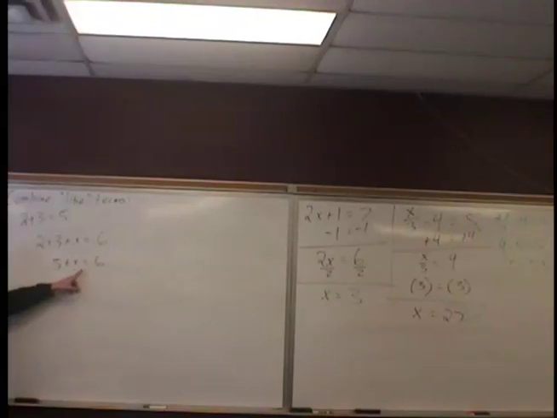5 plus x equals 6. Note the x is not by itself yet, right? It's got a 5 plus in front of it. How do I get rid of that 5? Subtract 5. Please be careful.